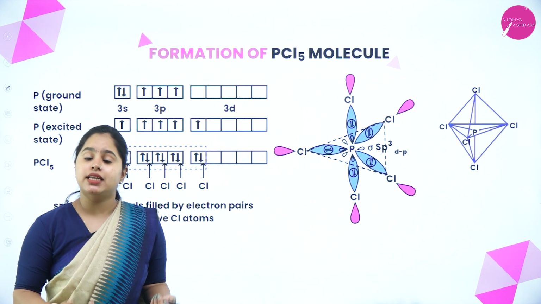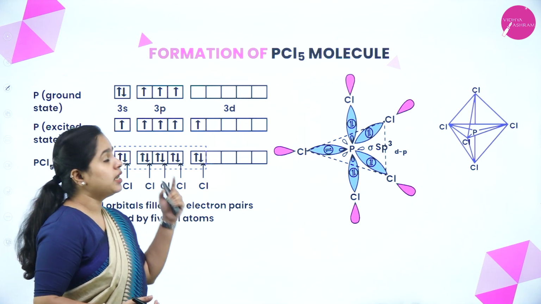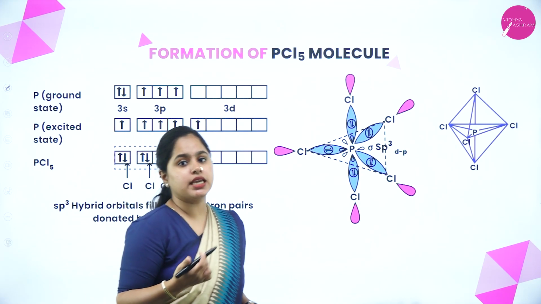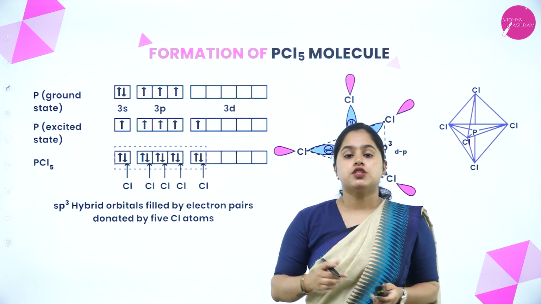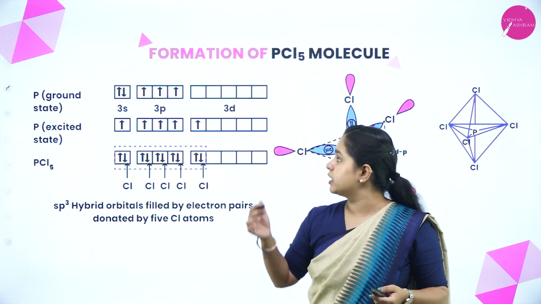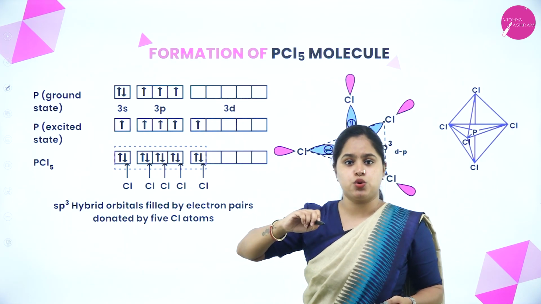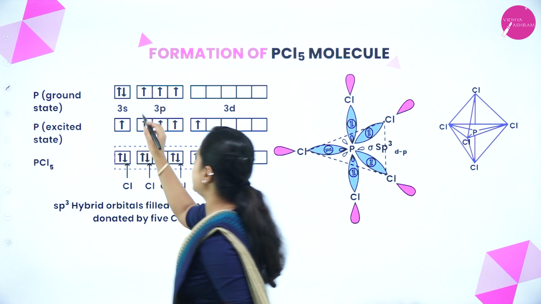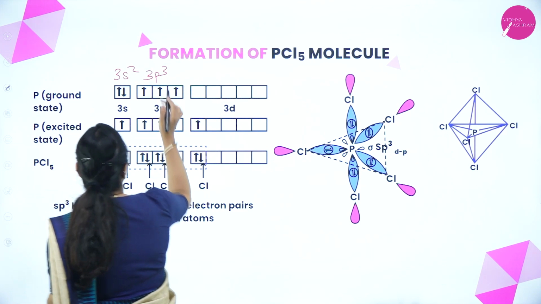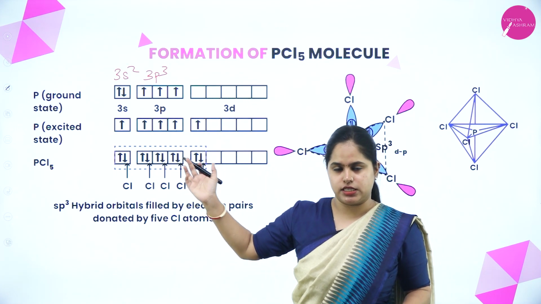Now we are going to study in detail the hybridization in the PCl5 molecule. In the ground state, if we consider the valence shell electronic configuration of phosphorus, it is 3s2 and 3p3. That is what is shown here. And the 3d orbital is free in the ground state.